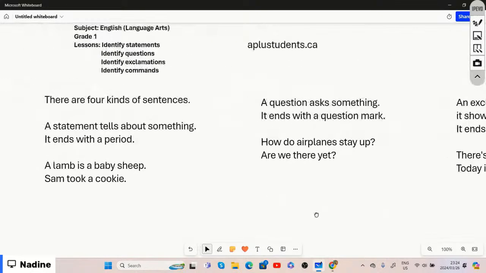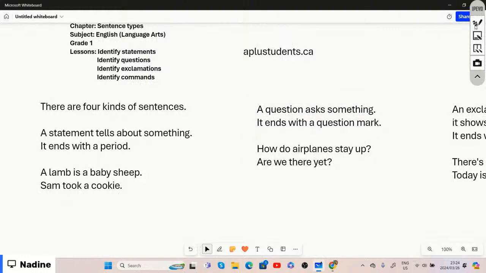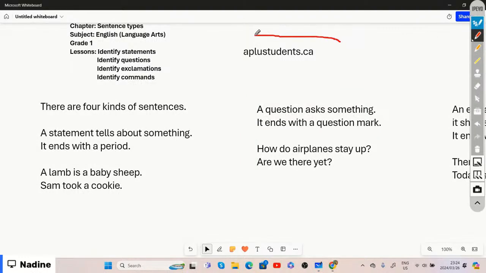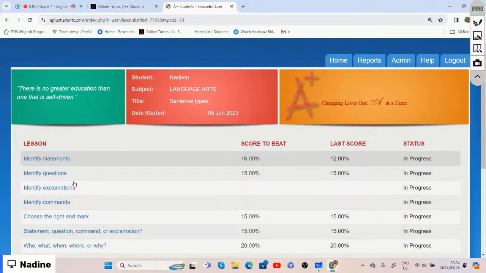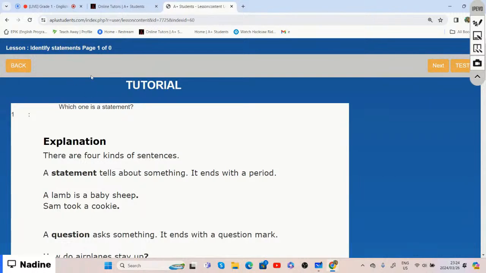All right, so these are four types of sentences. So now we're going to aplusstudents.ca, and that is where we're going to continue with our tutorial lesson as well as our test. So let's go to aplusstudents.ca. And we're going into the first one that says identify statement.